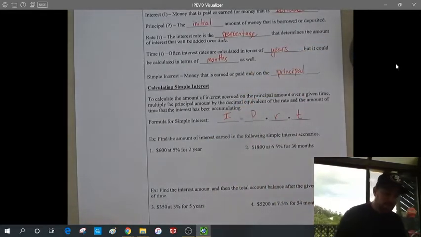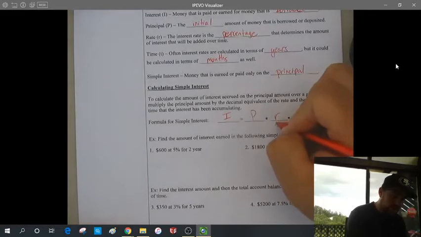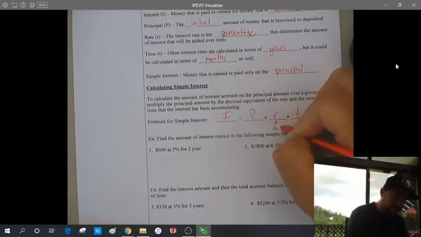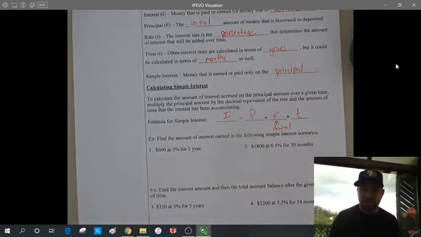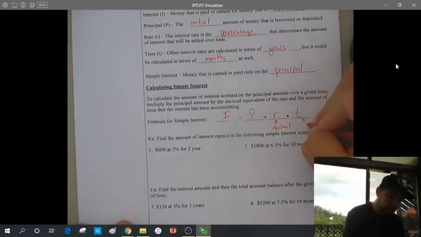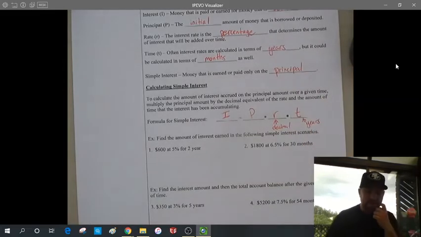Remember, the rate has to be a decimal. So if it's given to us as a percentage, we have to make that conversion. Remember, that means moving the decimal point 2 places to the left to go from a percentage to a decimal. And then the time, again, unless specified otherwise, we're going to want that to be in years. So if it's given to us in months, like we'll see in some of our examples, we'll need to convert that over to a number of years first before we make our calculation.